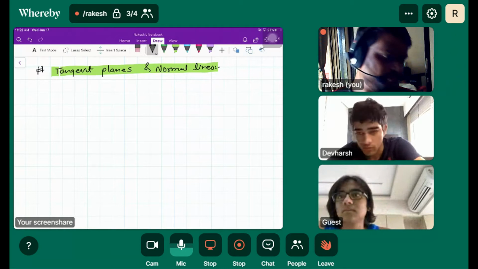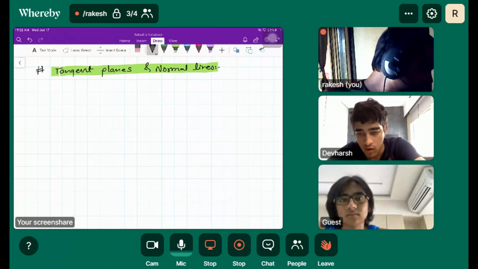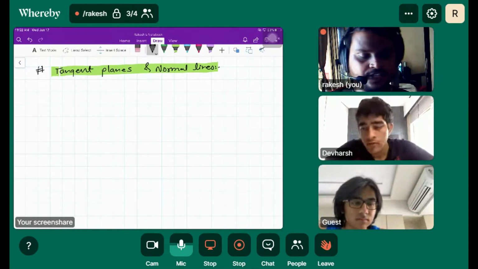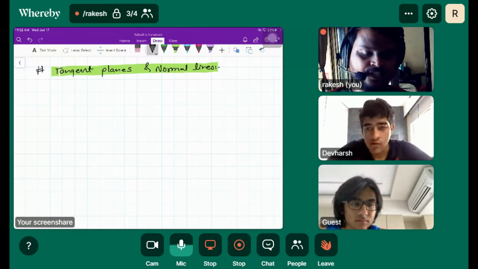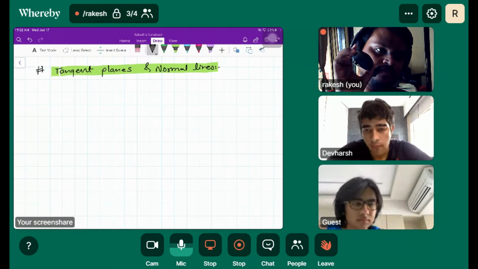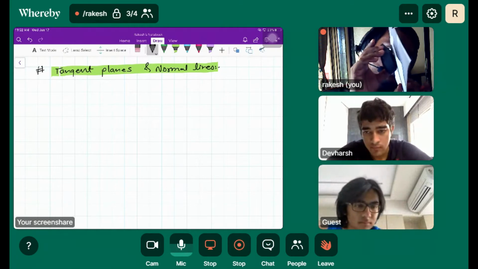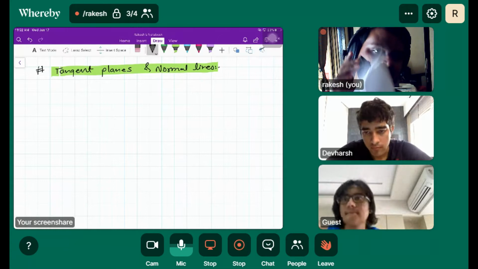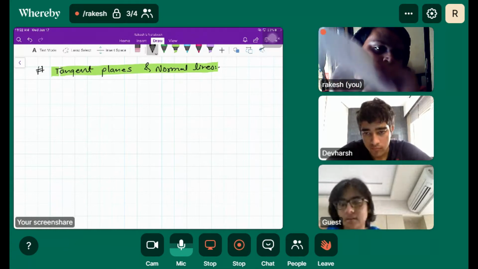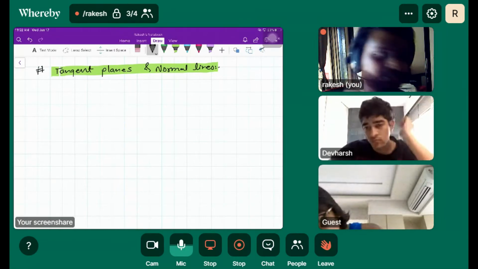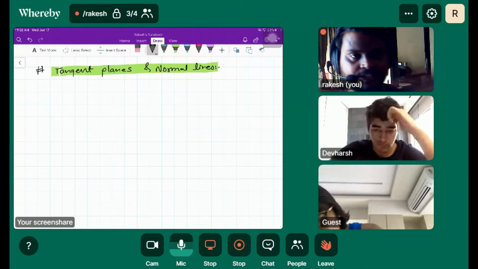Perfect. So if this is the object, what is the tangent plane? The tangent plane at any point on the surface is basically this. This is the tangent plane. So it covers all the tangents, as Deva said. It includes all the tangents drawn on this surface at the point. So basically that defines the tangent plane.